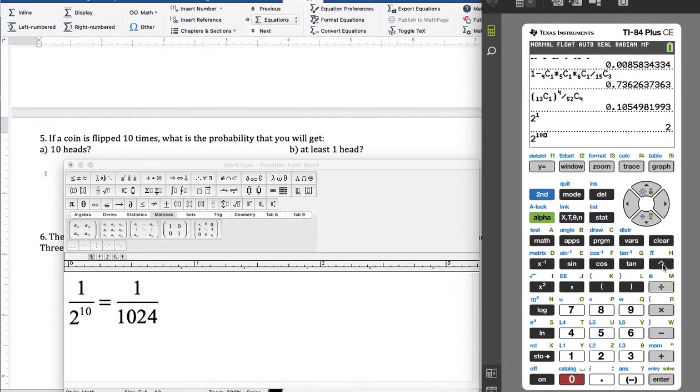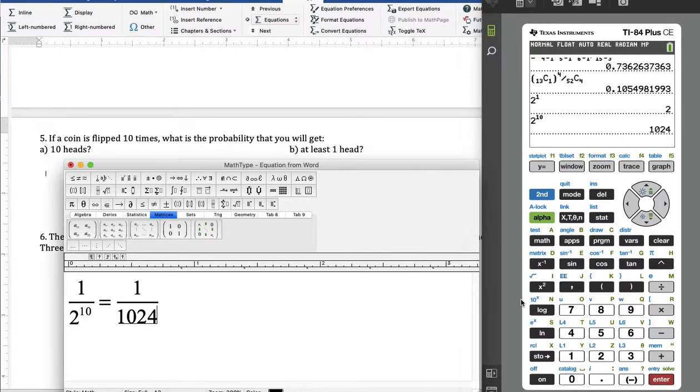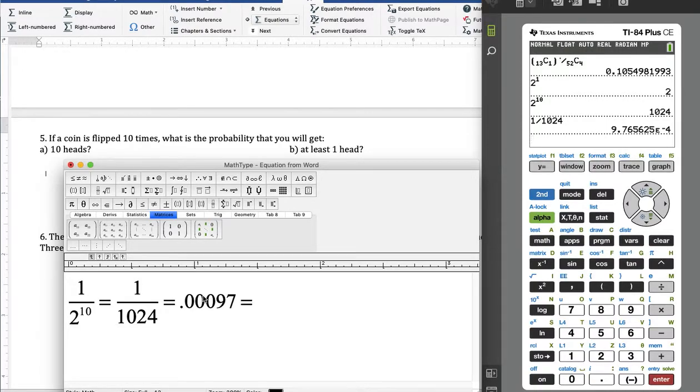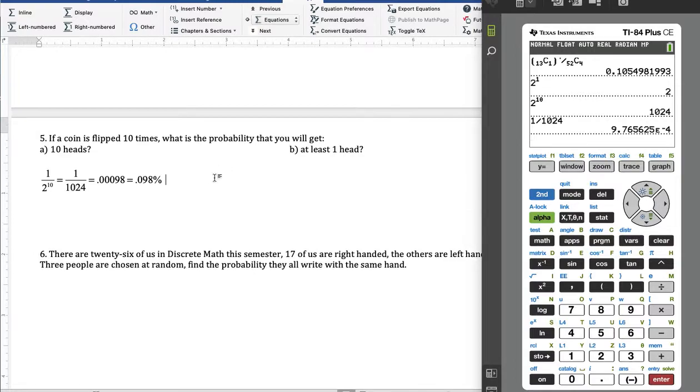2 to the 10th. Yep, 1024. That gets us 0.00098, or 0.098%. Did I calculate that right? Yep, okay. Very, very small.